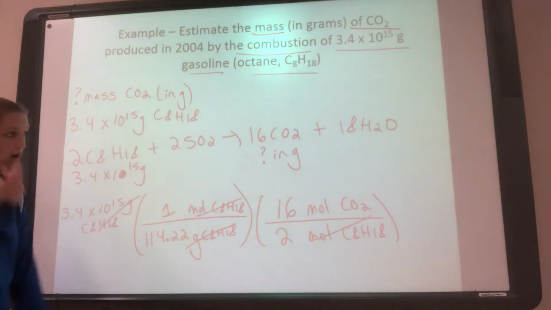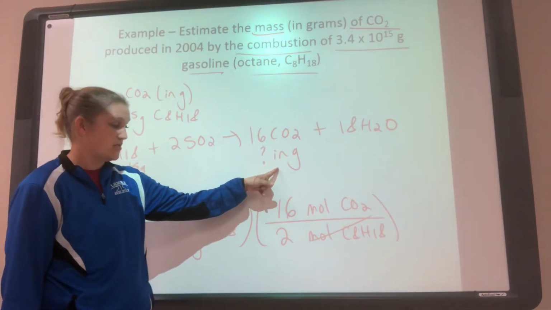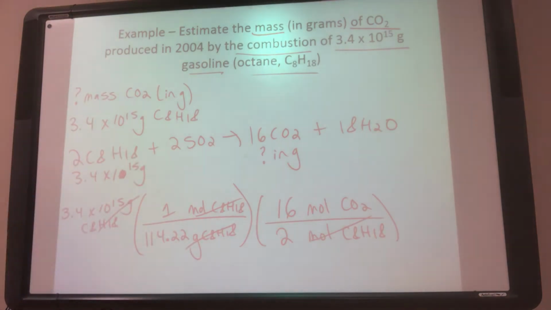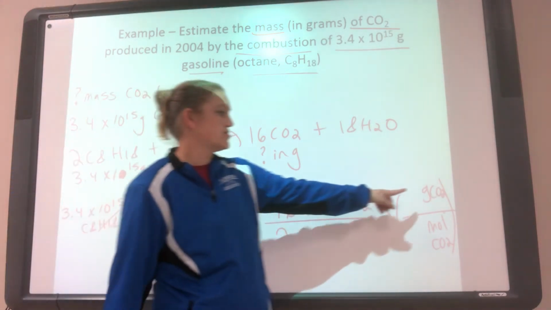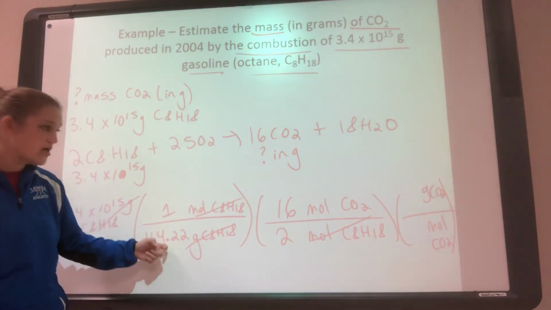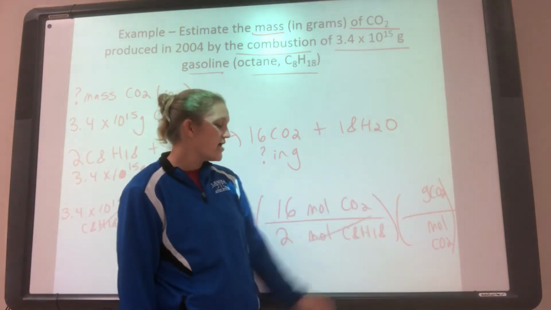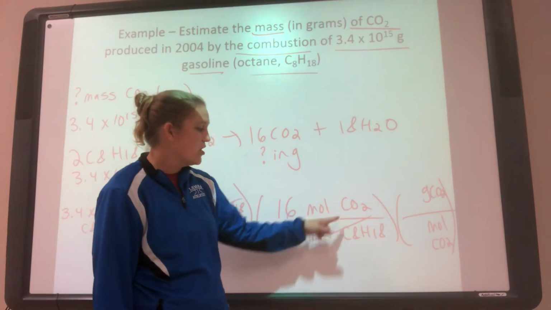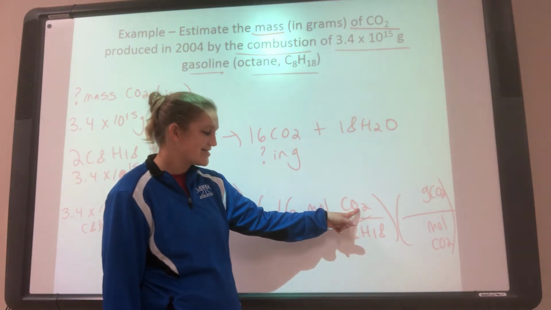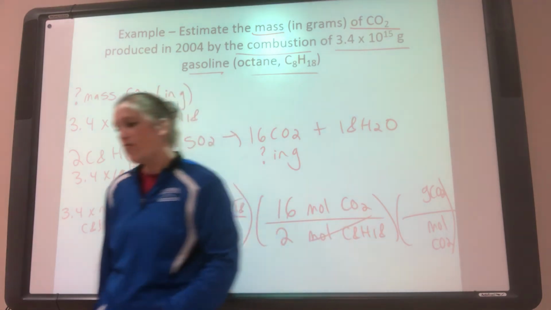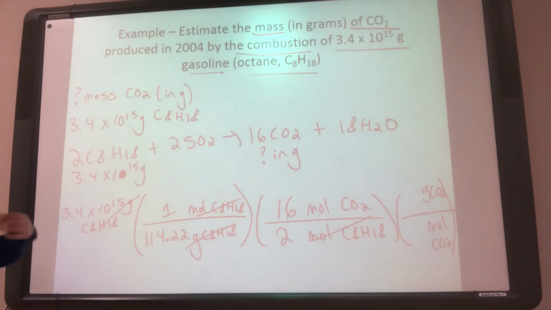Am I done? What did I want? I wanted CO2, but I wanted it in grams. So now I have one extra step. I have moles of my CO2. I want to go to grams of my CO2. How do you go from moles to grams? Molecular weight, same as here. So I need the molecular weight of CO2. Carbon is 12.01, oxygen is 16. So I add that up and I get 44. Does the 44 go on top or bottom? It always goes with the gram. So if the gram is on top, the number goes on top. And a 1 goes on the other side.